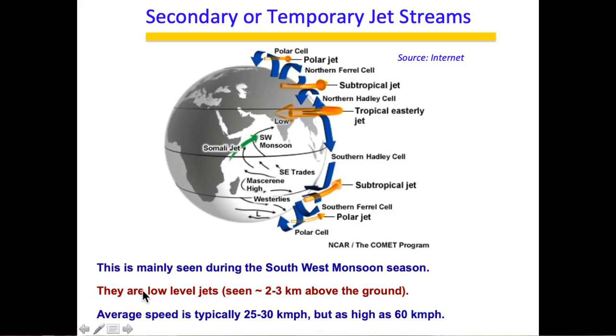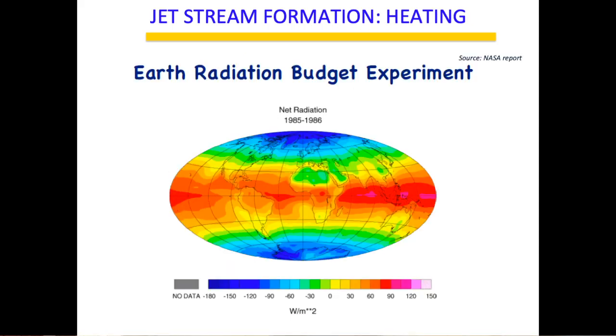And the other thing that demarcates these temporary jet streams from polar jet streams is the height. These are low-level jets. The Somali Jet and Tropical Easterly Jet are low-level jets, and they're usually seen at around 2 to 3 kilometers above the ground. Okay, maybe sometimes a maximum of 4 kilometers. All right, so these are low-level jets, and that's why these are very different compared to the permanent jet streams.